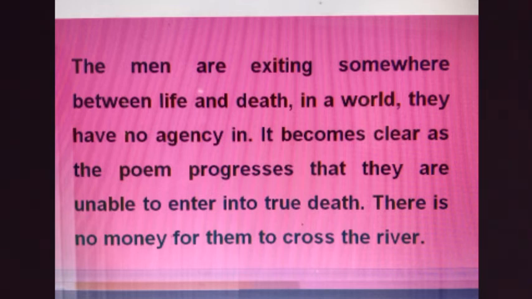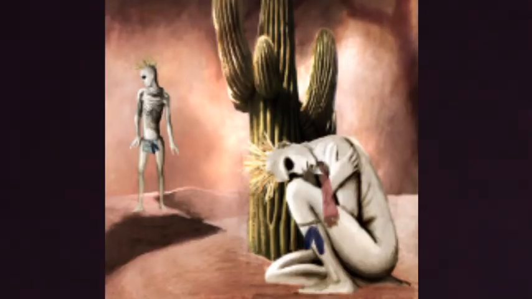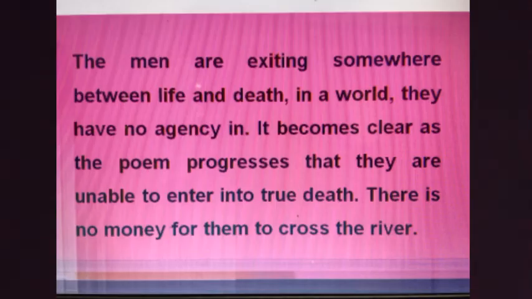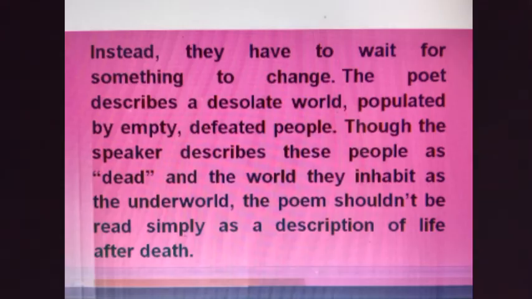It becomes clear as the poem progresses that they are unable to enter into true death. So that is the problem. Europe is dead, but not yet dead completely. So men live there, living and partly living. There is no money for them to cross the river, so they can't really pay for the boatman. So they wait there. Instead, they have to wait for something to change.